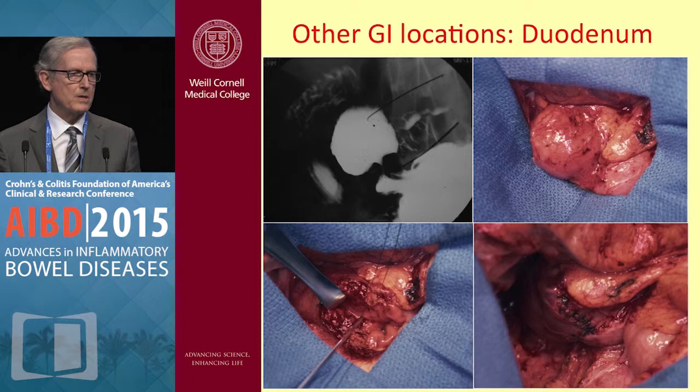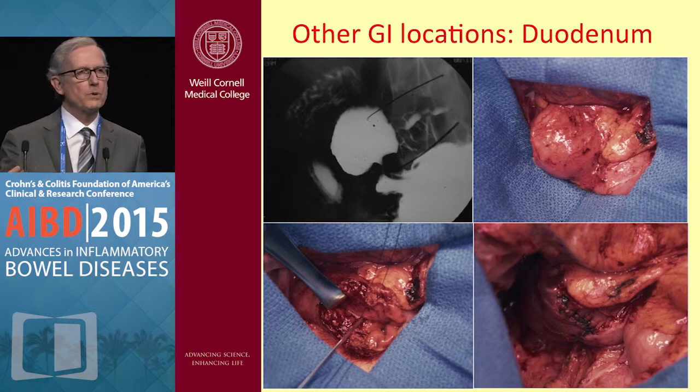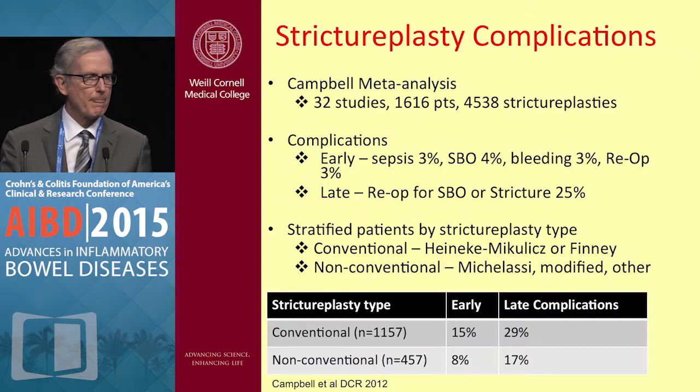And this is the same patient oriented in the same way. You can see the stricture here. This is the head of the pancreas. And a longitudinal enterotomy can be performed. Duodenotomy can be performed, and after identifying the ampulla, that can be closed in a transverse direction. Therefore, doing a stricturoplasty in the duodenum rather than the traditional gastroenteric anastomosis bypass.